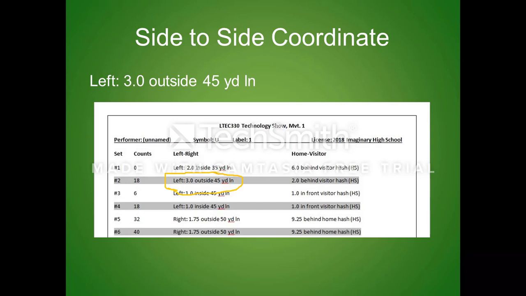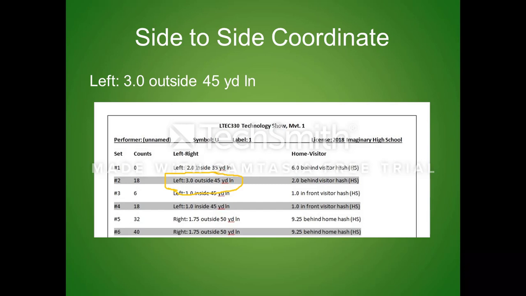So what she has done with her coordinate sheet graphic, she has circled her side-to-side or left-to-right orientation and noted it as 3.0 outside 45-yard line, left. She would note that the YDLN is short for yard line. The left refers to the side of the field from the front of the field. So the home side of the field, everything to the left of the 50-yard line would be designated left, everything to the right would be designated right. In marching band, we often refer to this as side 1 and side 2.